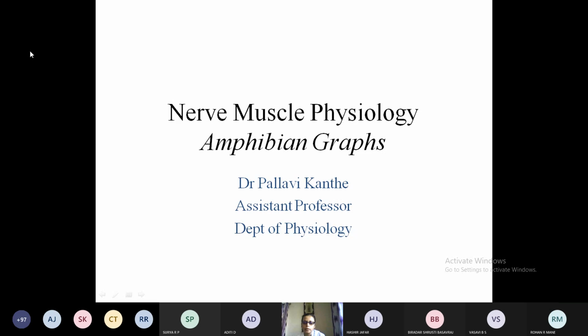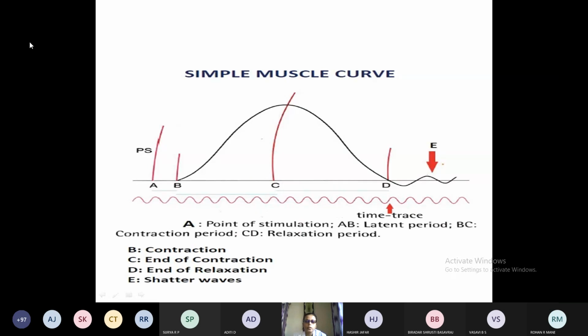There are about 8 amphibian graphs from the nerve muscle physiology. Today I will be talking on 4 graphs, and these are definitely coming for the practical examinations. This is the first graph, known as the simple muscle curve, or also called the simple muscle twitch. These graphs are obtained on the amphibian, that is the frog.